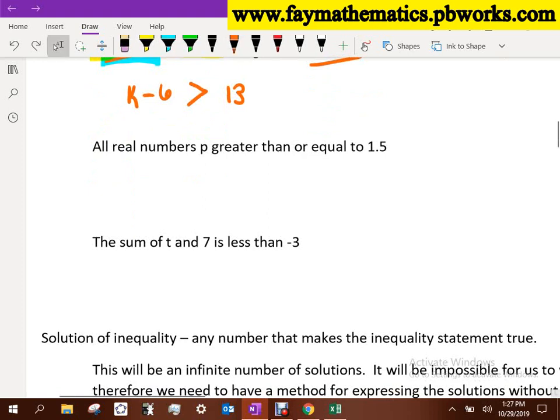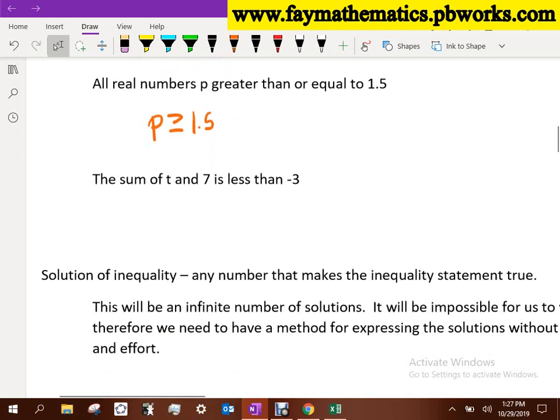Go through the next one. All real numbers p greater than or equal to 1.5. Is that pretty easy? Do the next one on your own. I don't know how to do that. Why not? Because it says and. Well, it says the sum. What's sum mean? Okay? When you add, you need two things, right? The and is linking those two things. So t and 7 is less than. The arrow pointing at them. Yep. And then -3.